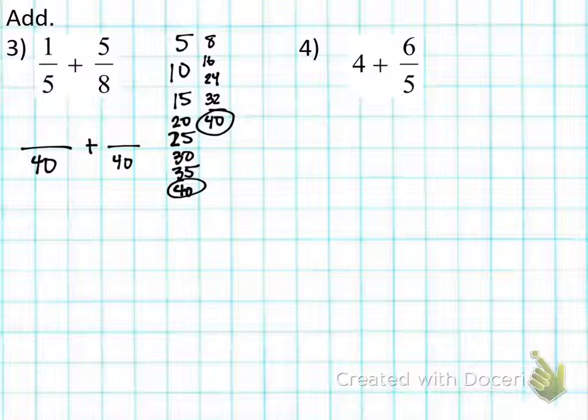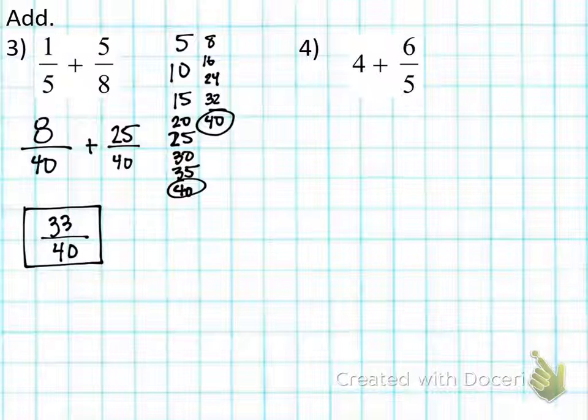If we have a denominator of 40, 5 times what is 40? 8. 8 times 1 is? 8. Good. Okay, the next denominator. 8 times what is 40? 5. 5 times 5 is? Good. Okay, so we have a positive 8 plus 25. Now we combine the numerators. What's 8 plus 25? 33. Bring down the 40. Can I simplify this at all? No. Is there anything else I need to do? That's it. Does that make sense?